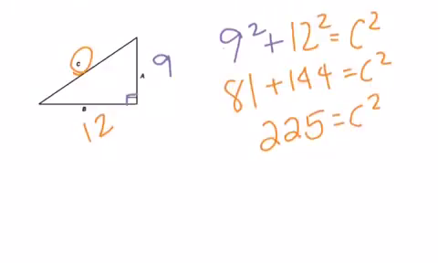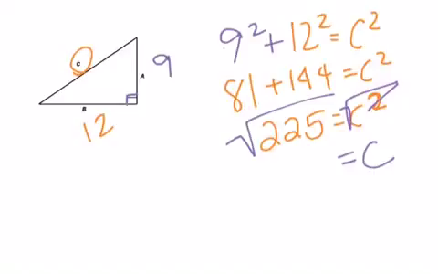Now, remember, what we've talked about is that squaring a number and square rooting a number are inverse of each other. So if I want to get rid of this squared right there, I need to square root it. So I'm going to square root that. It's going to break that out of there. It's going to equal c. Whatever I do on the right side of my equation, I have to do on the left, or vice versa. So I'm going to square root 225. The square root of 225 is going to be 15. So c equals 15.